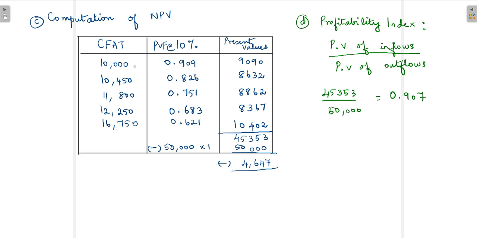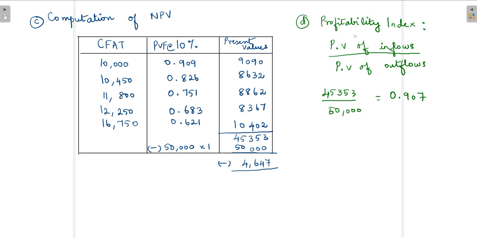You will multiply the cash flow after tax by the present value factors and get the present value of cash inflows. The total of these present values is the present value of cash inflow. You subtract the cash outflow. In this case only one outflow is there, that is the initial cost, 50,000 into 1. So the difference is minus 4,647. So the net present value is actually negative.